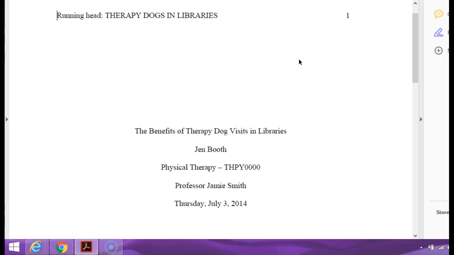There is a title centered, a few more lines down, which is a more formalized title, The Benefits of Therapy Dog Visits in Libraries. So that's the person's creation that wrote this paper and did the research, did the documentation on this topic. Then the writer's name appears second. So the student who handed this in, her name was Jen Booth. Physical therapy, and then the class course code, THPY, all capitals with numbers, would come after that. For your purposes, you would put ELAA 30 there.